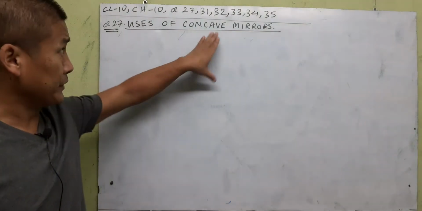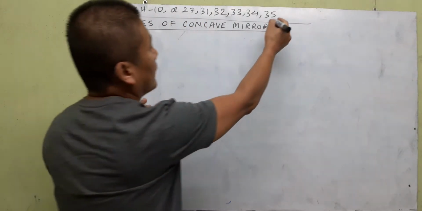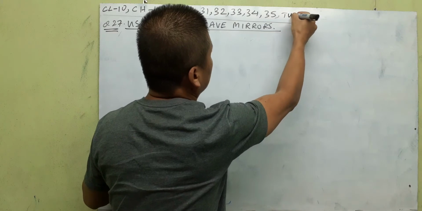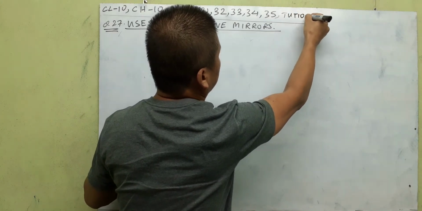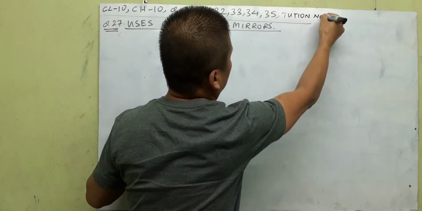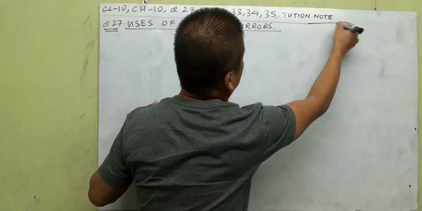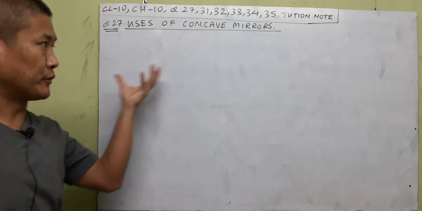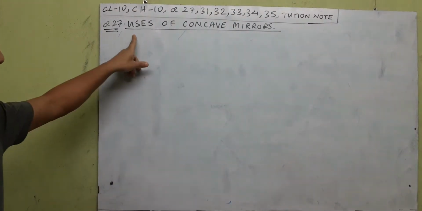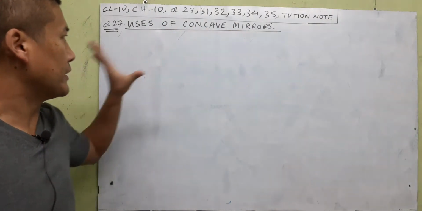Okay, so in this class we will discuss these questions. All of this will be on your tuition note if you have tuition note. Otherwise you can also just follow here because we're going to write it on the board. So the first one is: write the uses of concave mirrors, question 27.